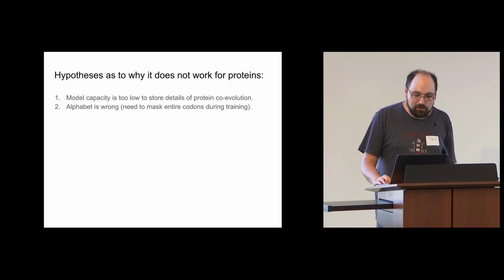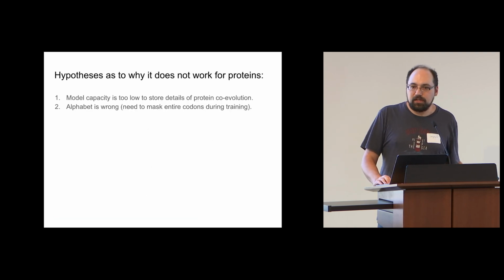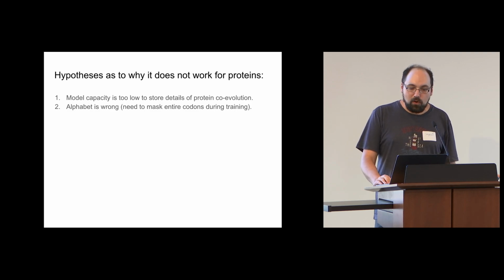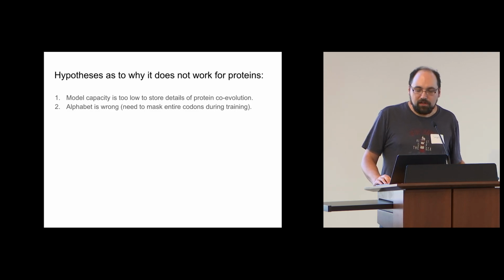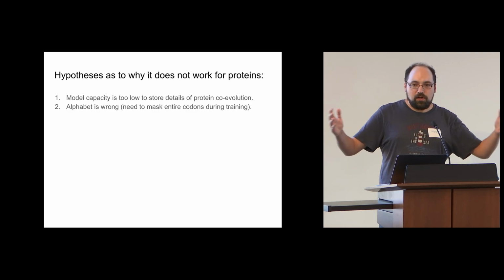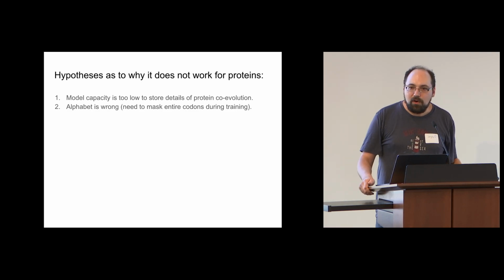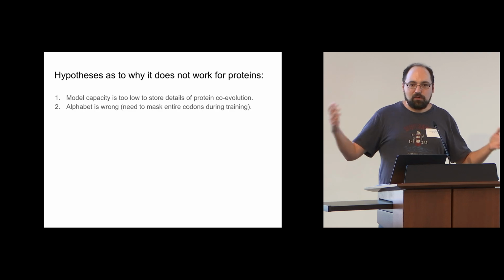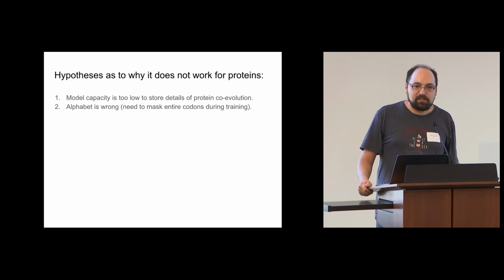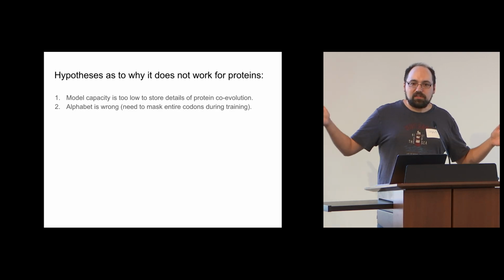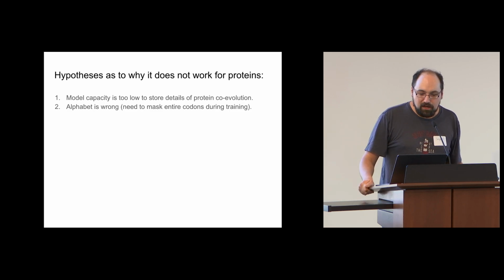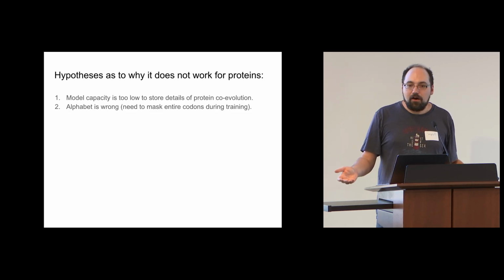This leads to maybe two hypotheses about why it's not learning protein-protein side chain interactions. One scenario is that the task is now much larger. You're trying to store all the evolution of the genome, so maybe the capacity of your model is not large enough. You maybe just need to make these models larger, and that's what we saw with ESM models: as you scale them, eventually they stored better and better contacts. Another potential scenario is that the alphabet is wrong.